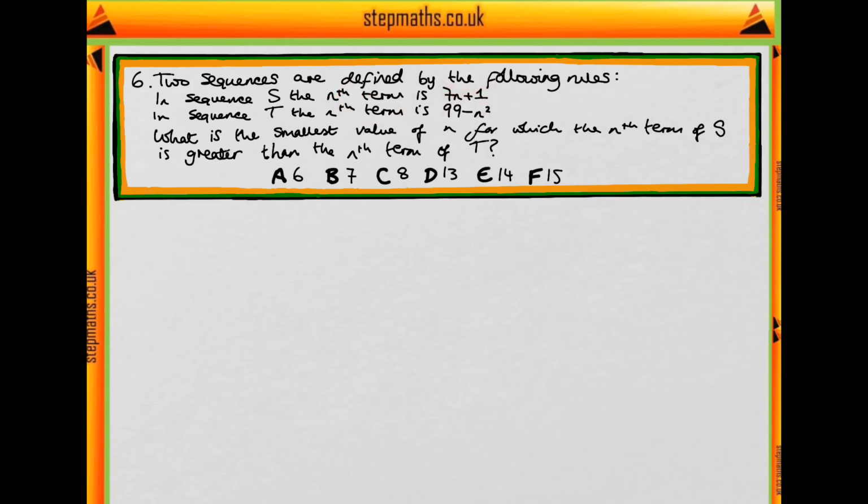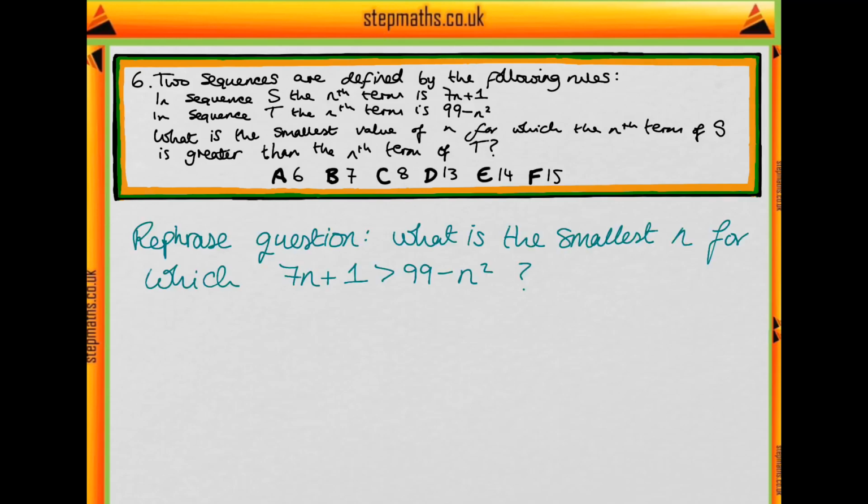They're 7n plus 1 and 99 minus n squared. And we want to find the smallest value of n for which the nth term of s is greater than the nth term of t. Now, we can rephrase this question to make it seem a lot simpler. We just want the smallest n for which 7n plus 1 is greater than 99 minus n squared. So actually, it's really got nothing to do with the sequences. We just need to solve this inequality.